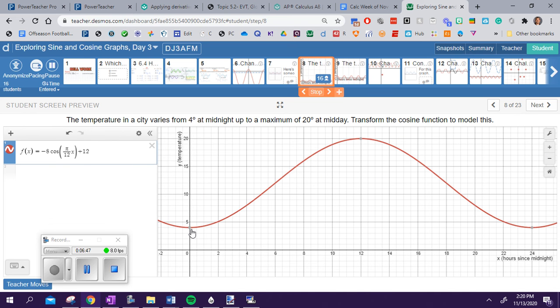We started off at midnight. At midnight, we're down here at 4. At noon, we're up here at 20. Then at midnight again, we're down here at 4. That's a good modeling question. How do we use a sine or a cosine graph to figure out what's going on? That was our main idea.